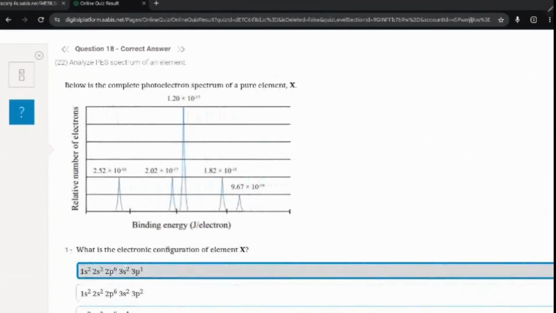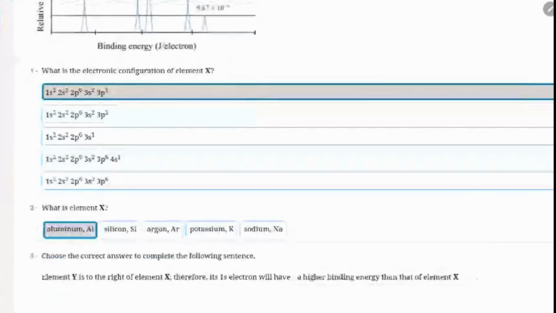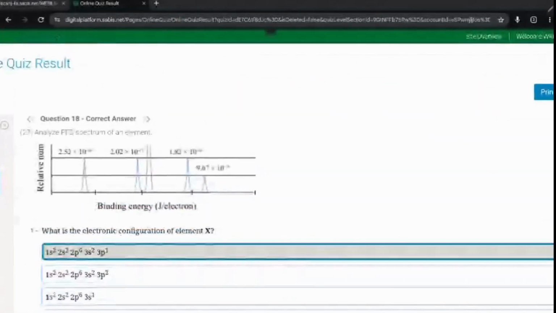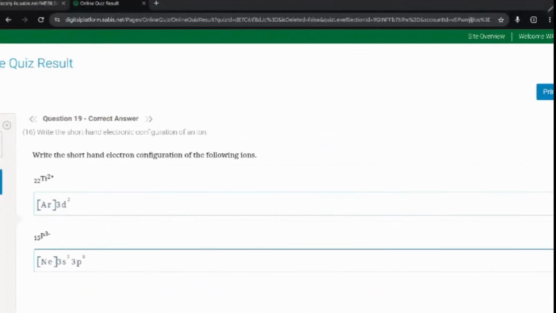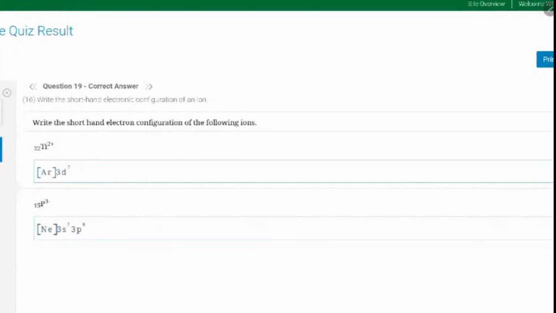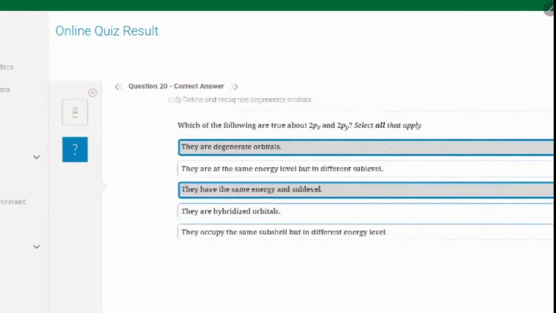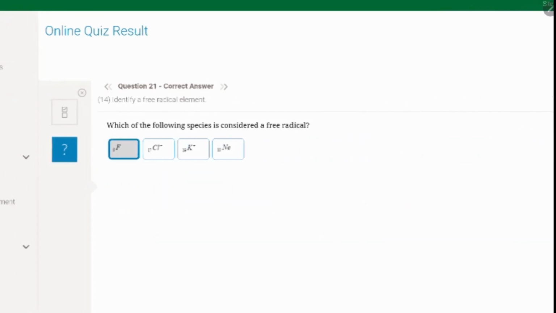This is nice and easy old stuff. Do you want to skip this? Okay. Write the shorthand electronic configuration of the following ions. You want to skip this? You know what? Perfect. Don't worry, I'll do it later because I don't want to take your time. Which of the following are true about 2px, 2py? You know this? Okay, perfect. I'll explain them without you because I know you're tired.